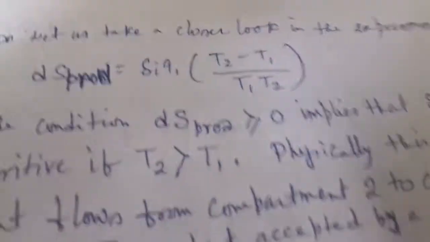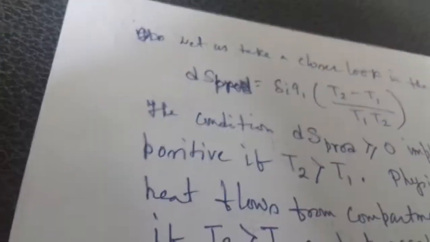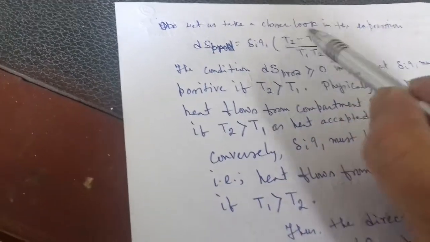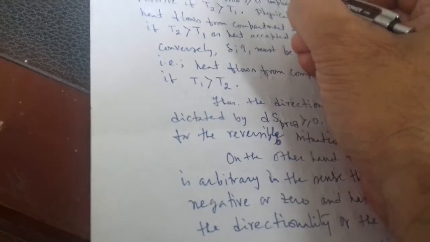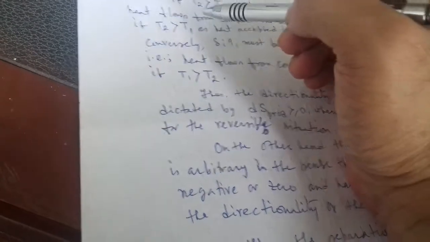Okay, so now we come to the third page of this discussion, page number 3. Let us take a closer look at the expression, that is dS prod equals delta iQ1 into (T2 minus T1) by T1 T2. The condition dS prod greater than or equal to 0 implies that delta iQ1 must be positive if T2 is greater than T1. That means if T2 is greater than T1, then this factor is positive, and if delta iQ1 is positive, the overall dS prod will become positive.